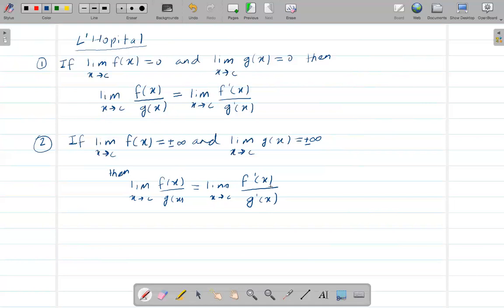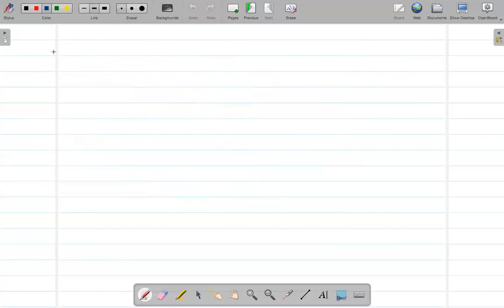Okay, 5 problems, right? So that you will know what exactly the L'Hopital rule means, or how we use the L'Hopital rule in an actual problem. Okay, so let's do the first example. Let's say number A.